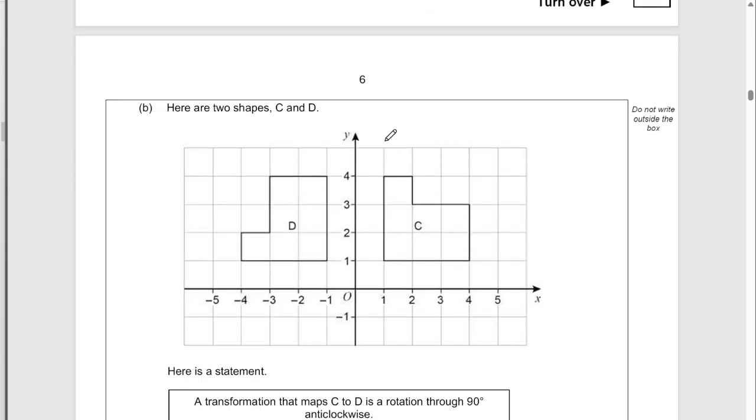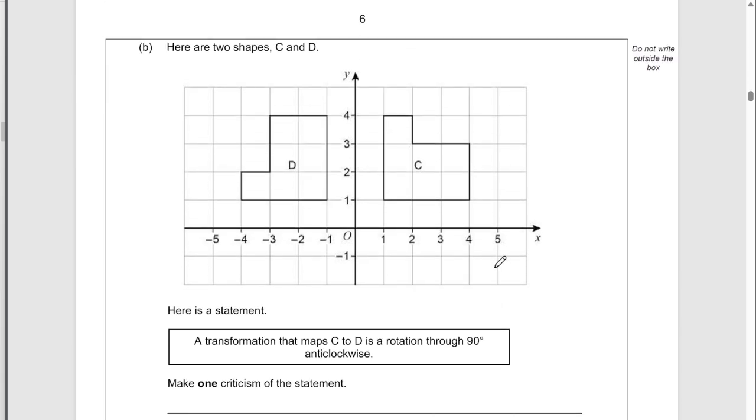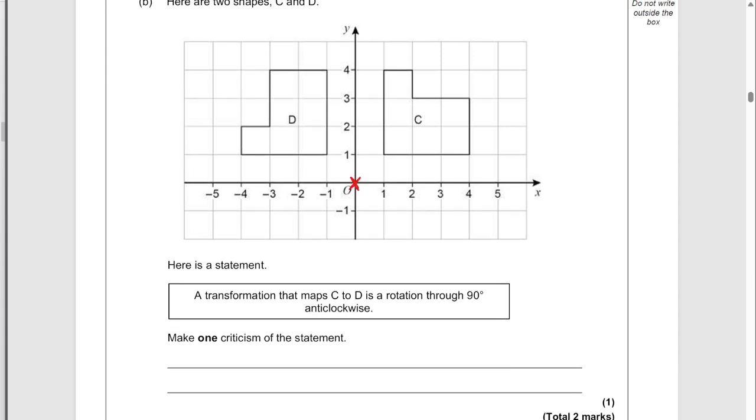part B. Here are two shapes, C and D. Here is the statement. A transformation that maps C to D is a rotation through 90 degrees anti-clockwise. Write down one criticism of the statement. Technically speaking, it is correct. That is a rotation through 90 degrees anti-clockwise. The issue is what they've missed out is the point of rotation, or the center of rotation. So the center of rotation is missing.